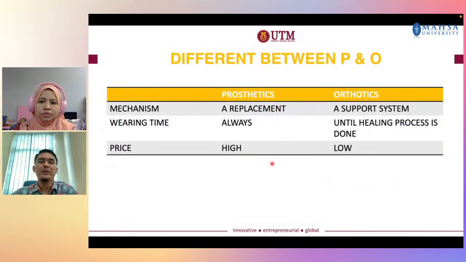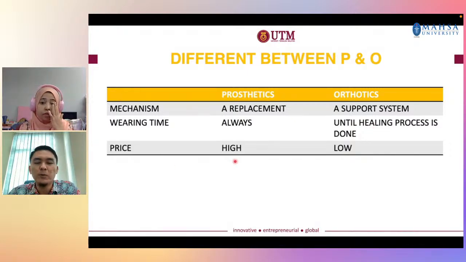And then I will explain the difference between P and O. In terms of mechanism, as I mentioned before, a prosthetic is a replacement, to replace the missing body part, and orthotics is a support system, to support the joint while waiting for the healing process to take place. For the wearing time, a prosthetic is worn always, because in some cases the amputee patient needs a prosthetic leg, for example, to walk, to run, and to do daily activities. But an orthotic is only temporary, not always to be used. In some cases it is used while waiting for the healing process to be done, and after healing, they are not wearing the orthotic anymore.